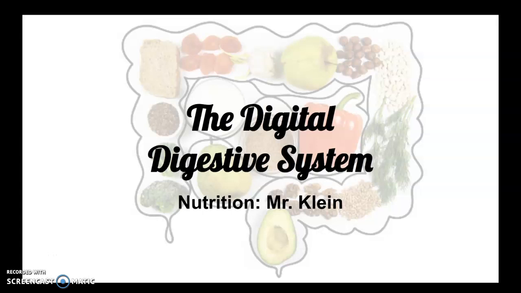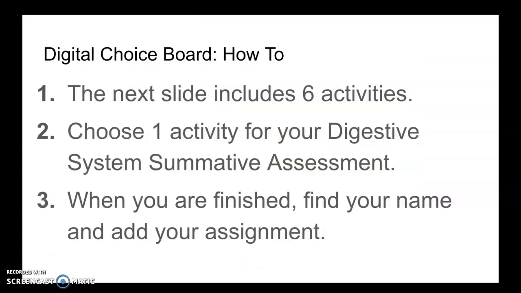Hello everyone, today I'm going to talk to you about the Digital Digestive System assignment. What it is: a digital choice board. So you will have 6 activities to choose from. On the next slide, choose one of those activities for your digestive system summative assessment. When you're finished, you're going to find your name on the slide below and then add your assignment.